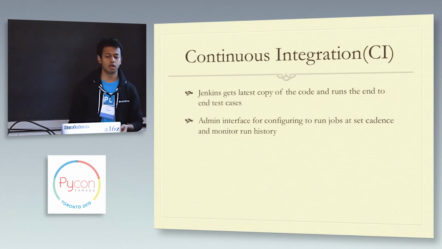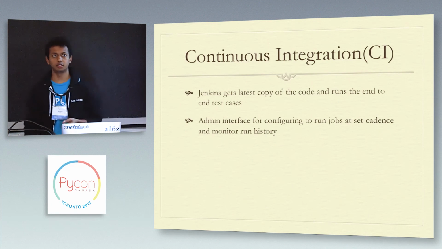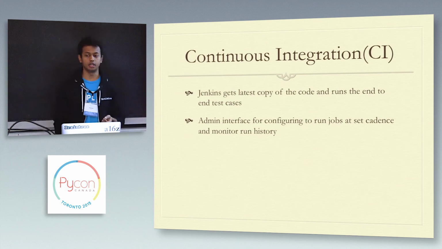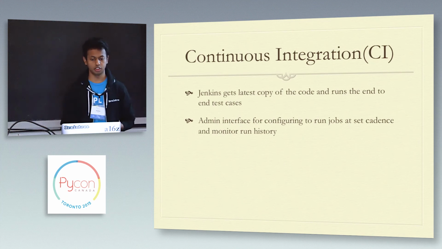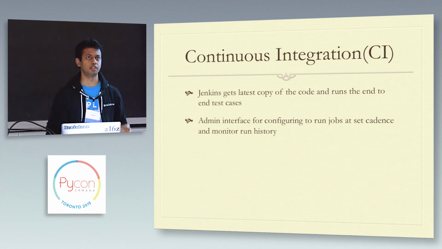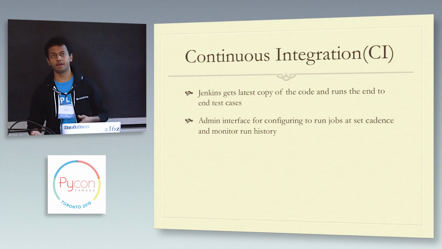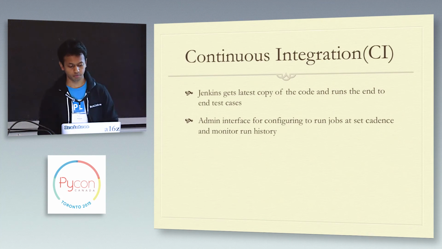So we need to have these tests running under continuous integration, and we do this using Jenkins. Jenkins just gets the latest copy of our code and runs it, so we know that the latest copy is run, and it's pretty easy to work with in terms of running the jobs at particular times and monitoring the history of the jobs.